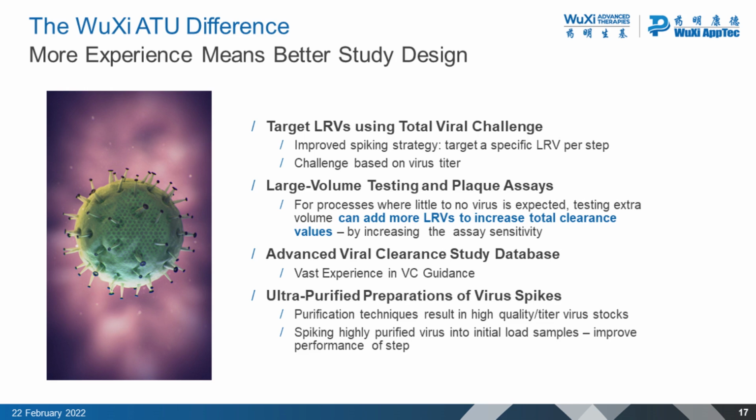Overall, WuXi ATU offers many features that lead to better study design from the beginning. The targeted viral challenge improves the total LRV you can receive from each step. The plaque assay allows for large volume testing, which can increase your total LRV. With over 25 years of conducting viral clearance and a database with over 3,500 studies, we can perform data mining to appropriately design your study.